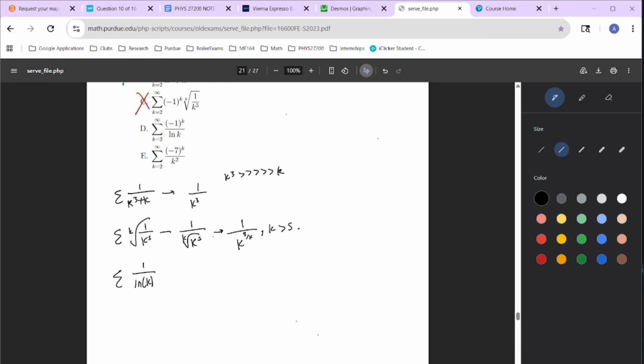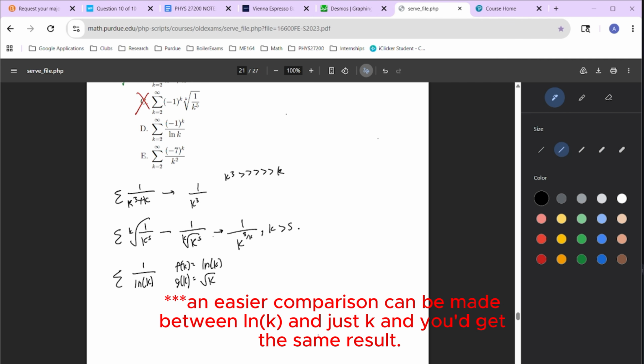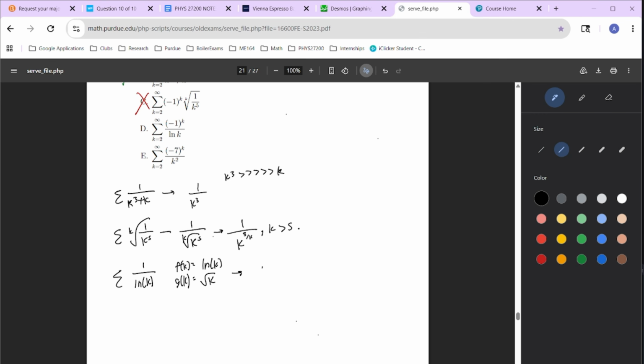So our first function is f of k equals ln of k. And we can compare that to another function we'll call g of k equals the square root of k. And you probably should know that the square root of k is larger than the natural log of k for all values of k. So we're comparing the series of 1 over ln of k and the series of 1 over the square root of k.